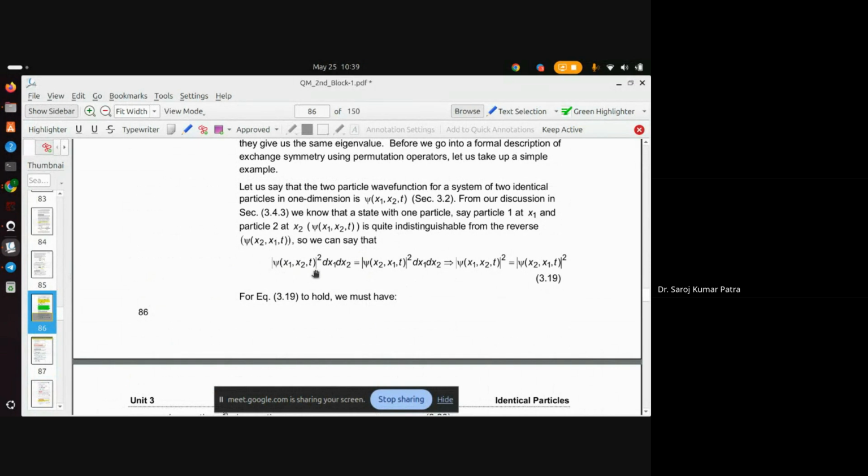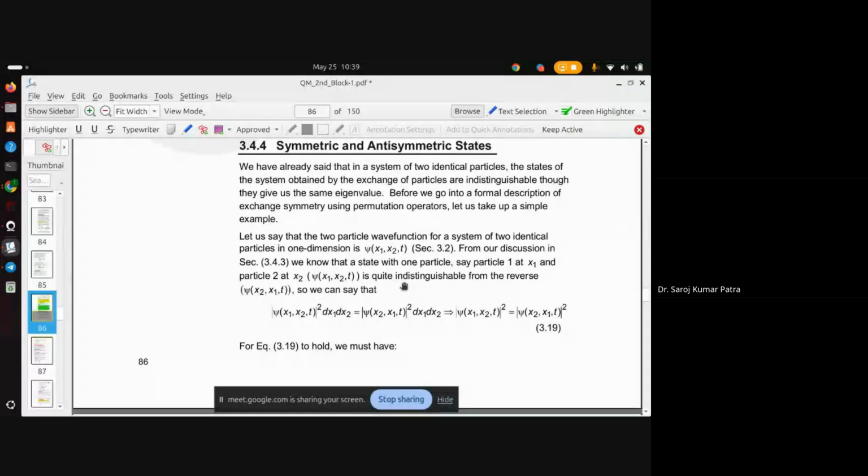This is the probability of finding. क्या है ये? What is this? दो indistinguishable particles हैं, है ना? Let us read it first. Let us say that two particle wave function for a system of two identical particles in one dimension will be psi x1 x2 t. For our discussion in this section, we know that particle 1 at x1 and particle 2 at x2 is quite indistinguishable.